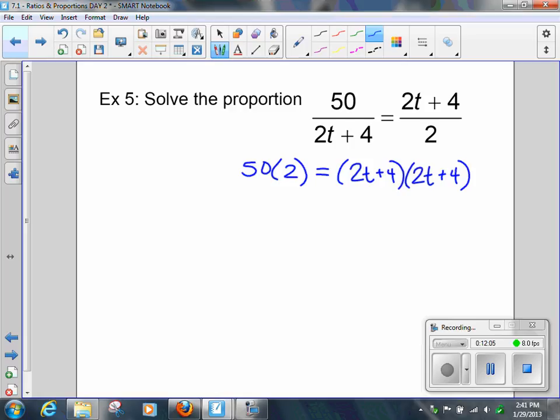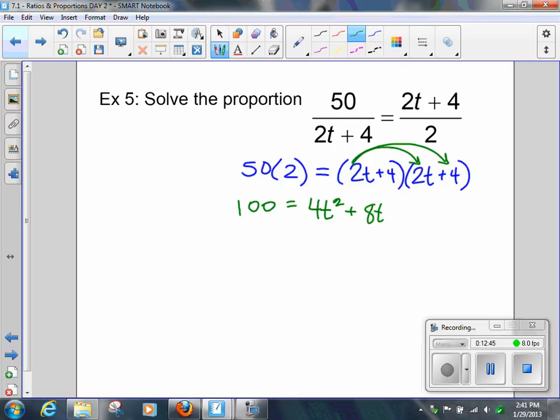What am I going to do there on that right side? Exactly. You're going to foil this out. Here we go. 50 times 2 is 100. Now look, answer my question and write this down. 2t times 2t is 4t who? Squared. 2t times 4 is 8t.